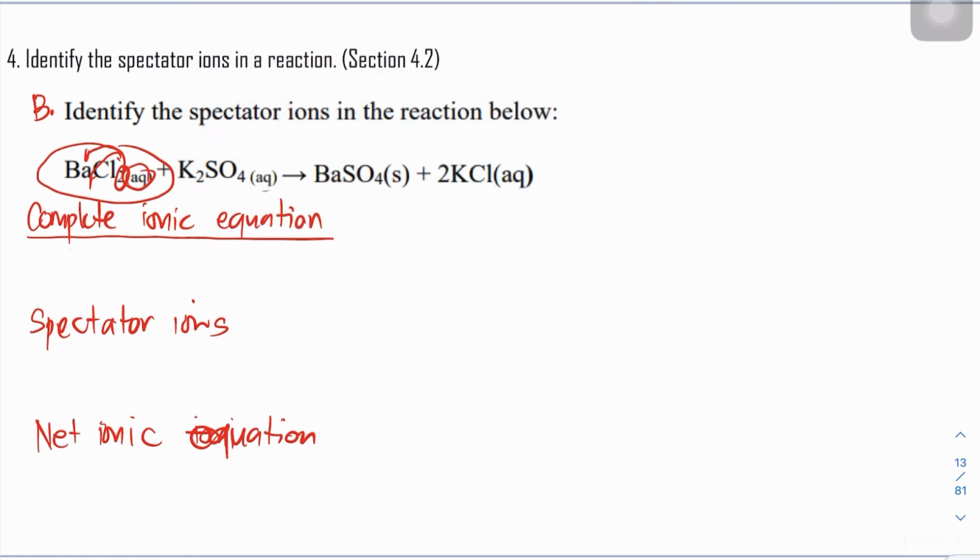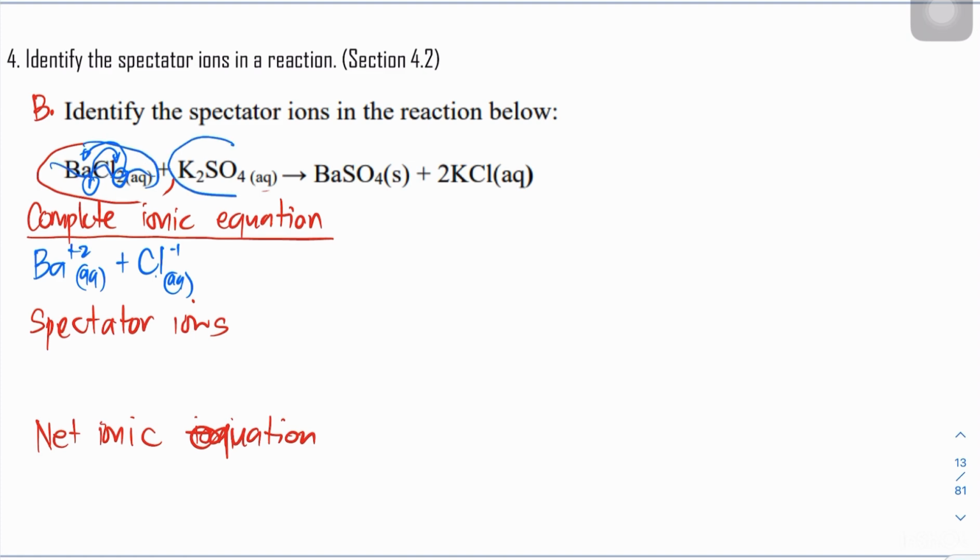Again, Ba plus 2, or you can write 2 plus, and don't forget to write aqueous. And for Cl, this 2 here is coming from the charge of your Ba, and the 1 here is from Cl. So plus Cl minus 1, and that is aqueous. So we're done with that.